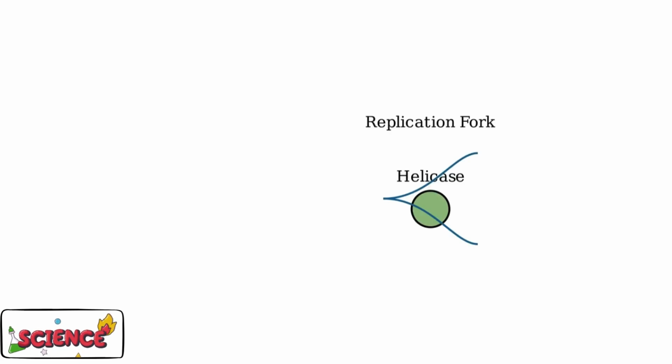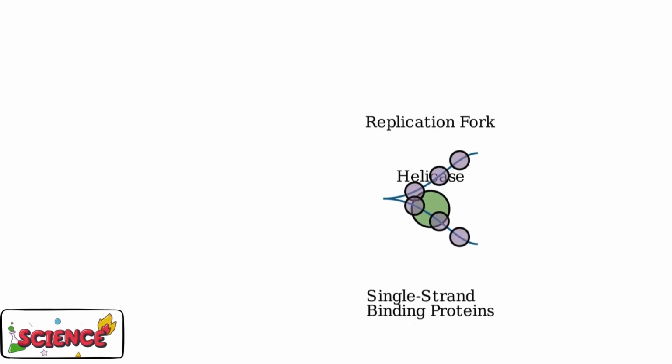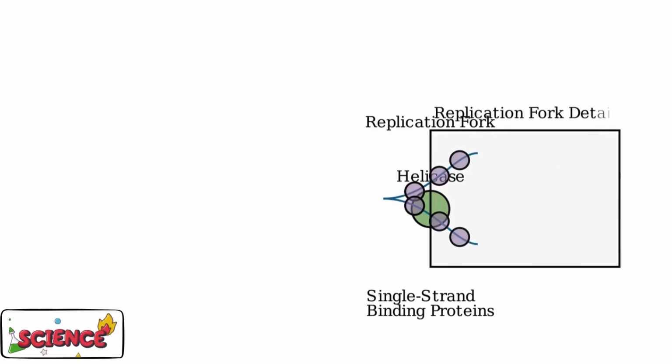2 single strands. To prevent the separated strands from rejoining, proteins called single-strand binding proteins attach to the exposed single strands. The region where the 2 strands separate is called the replication fork. This creates 2 template strands that will be used to build new DNA molecules.